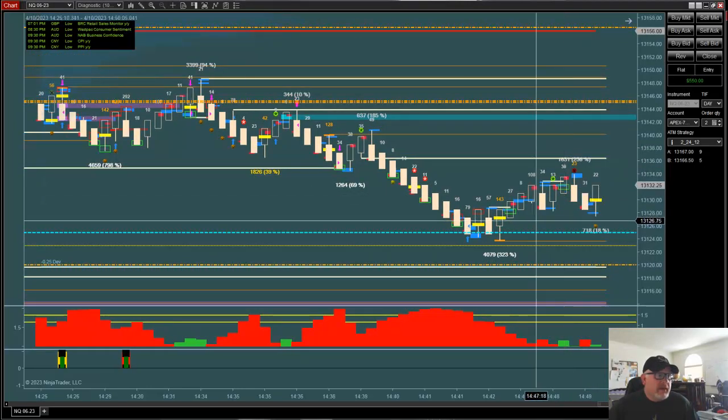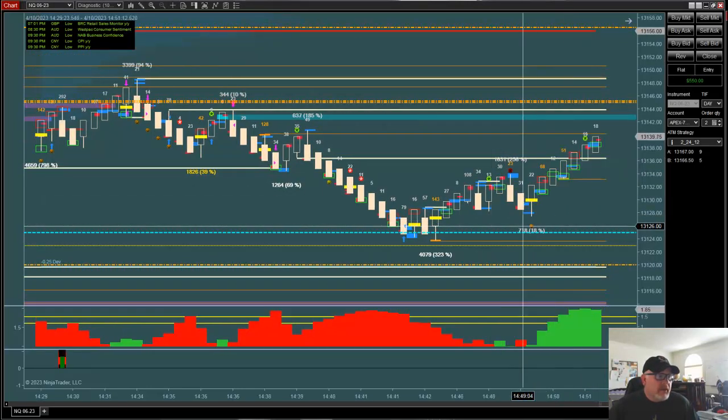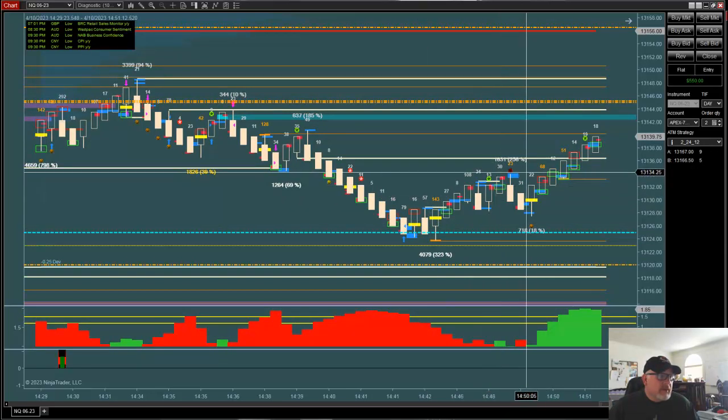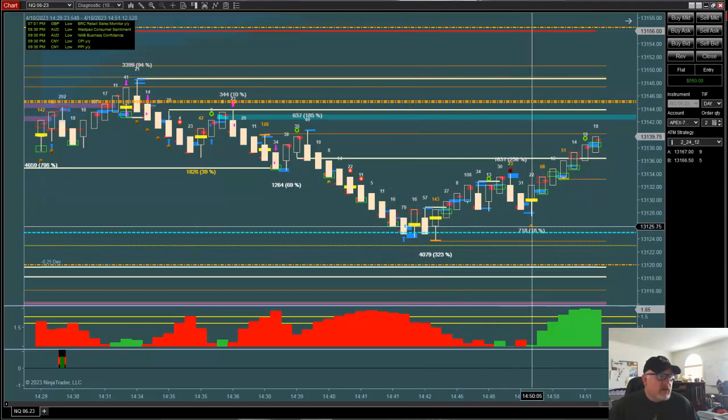But look at this nice move that comes in here. Even if you didn't catch it this time, here's another move right here that you see where the down is kind of over.